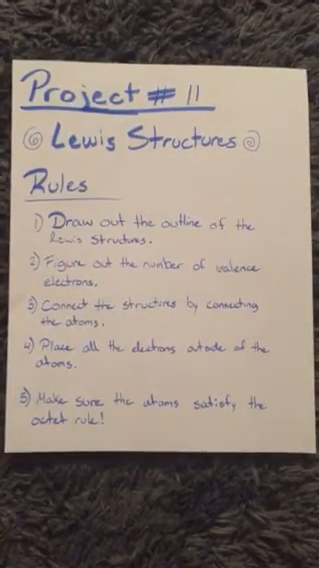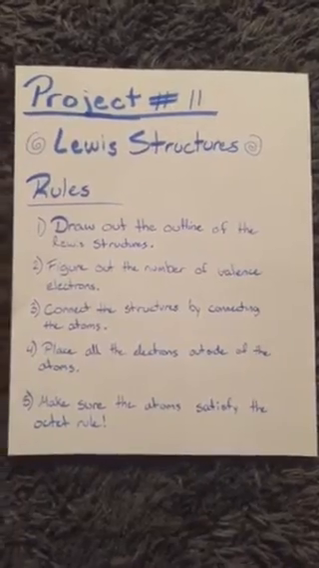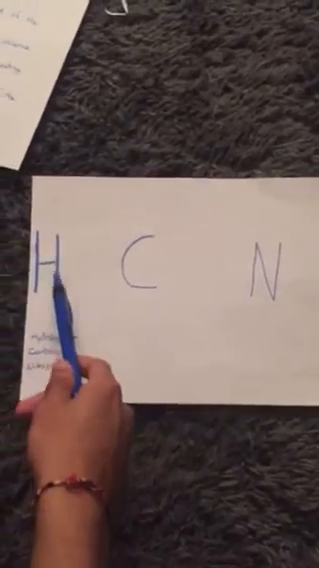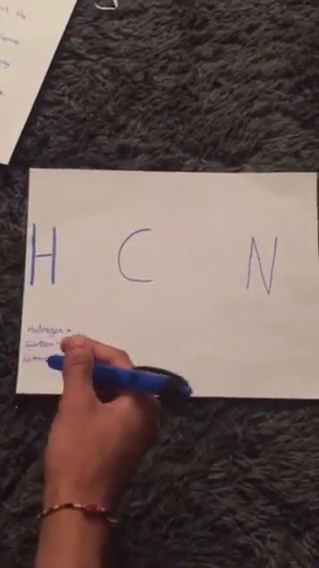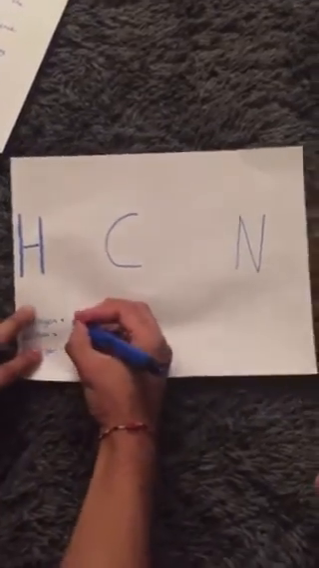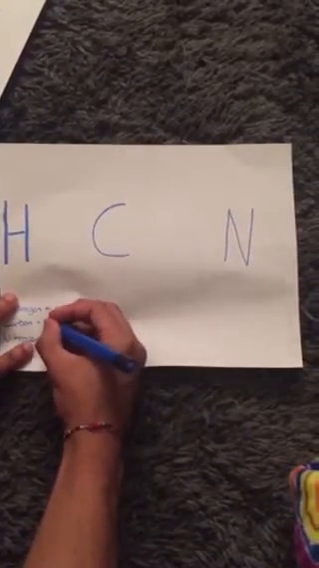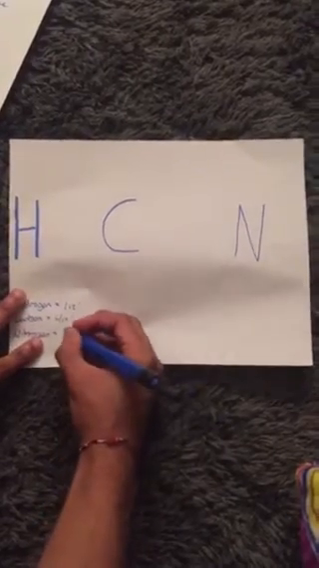So the one that we're doing today is hydrogen cyanide, which is HCN. The first thing we did was draw out the outline, HCN. Next is to figure out the valence electrons. Hydrogen has 1 valence electron because it's in group 1. Carbon has 4 valence electrons because it's in group 4. Nitrogen has 5 valence electrons because it's in group 5.